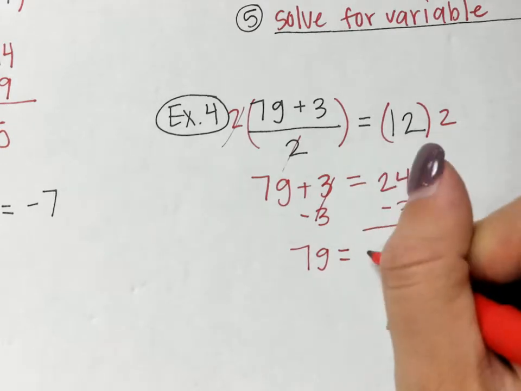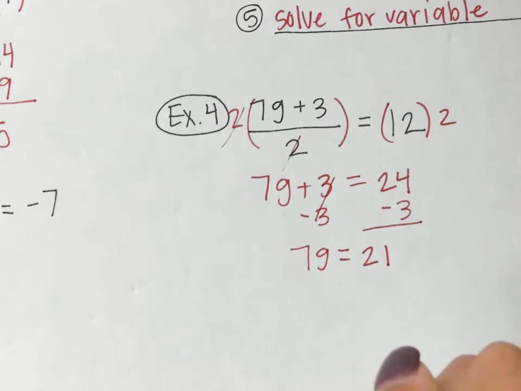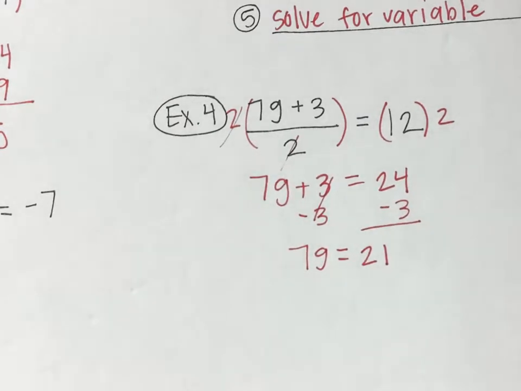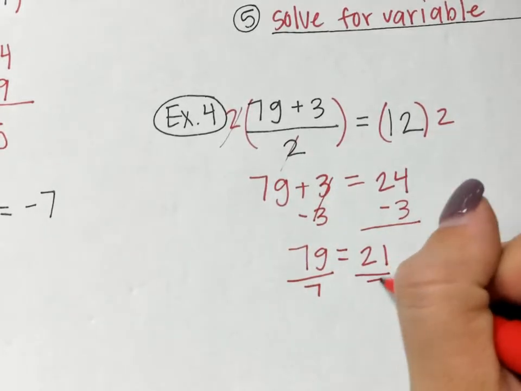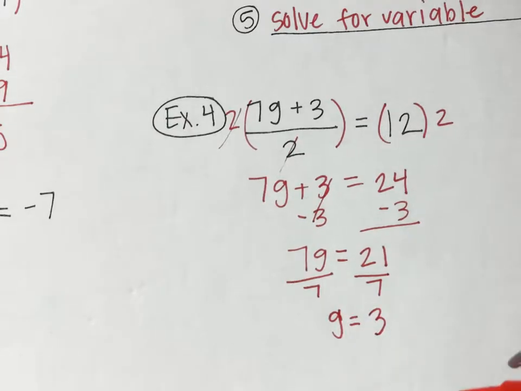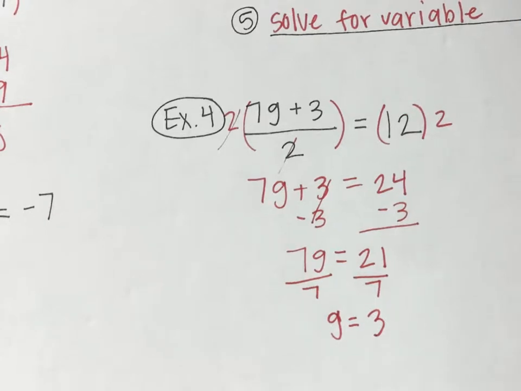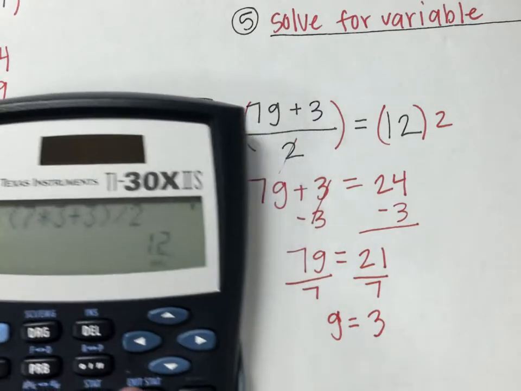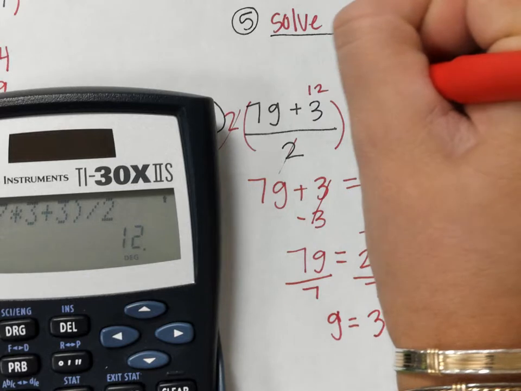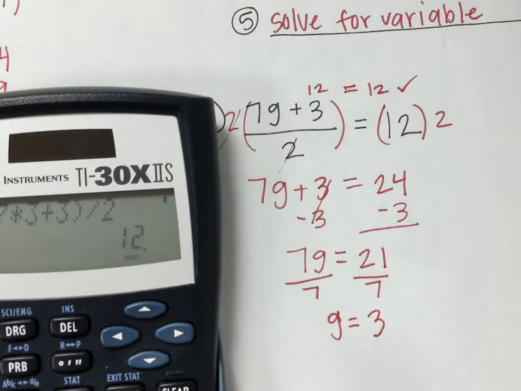So 7g is equal to what? 21. Now this is where my extra step comes in. But we know how to do this. This is just a one-step problem. So it means I've got to divide both sides by 7. And g equals 3. So when I check it, that means I have 7 times 3 plus 3, all in parentheses, divided by 2, and I get 12. So 12 equals 12. Questions?